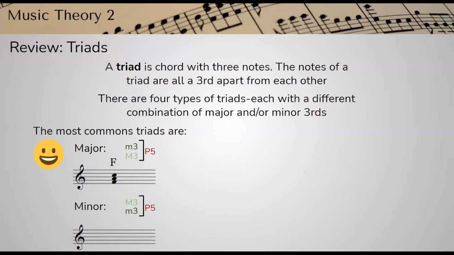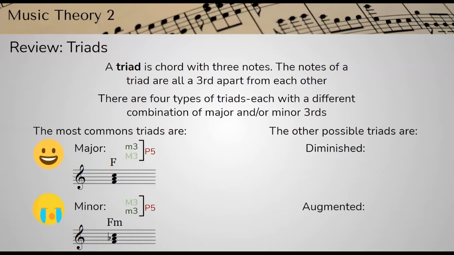So if we were to build this on the same note F, the first thing we need to do is add a minor third above it, which in this case would be an A flat, not an A natural. And then we add our major third, that's going to be A flat to C, and that gives us our complete minor triad, which sounds kind of sad. Okay, and then the chord symbol we use is an F with a lowercase m to indicate that it's an F minor triad.